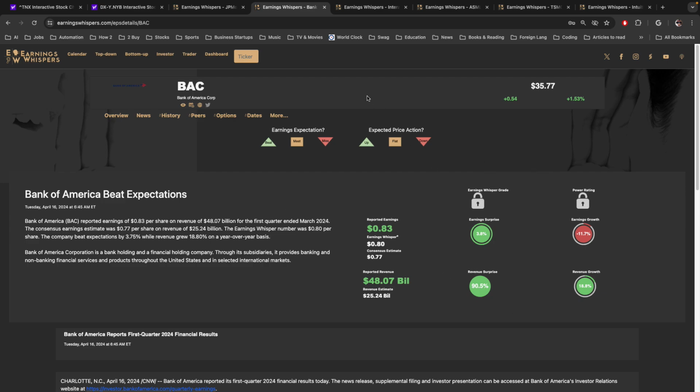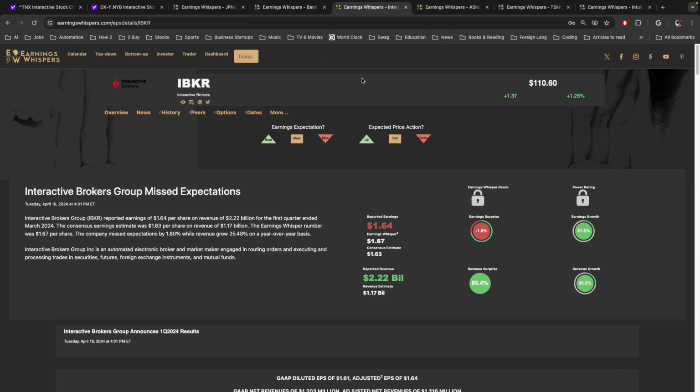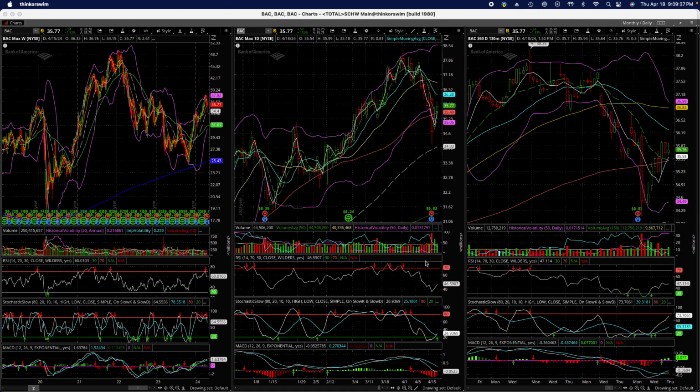Next thing that we're going to take a look at here is going to be Interactive Brokers. They missed the Street's whisper number, but they beat the consensus estimate. They also smashed the revenue estimate, and the stock rallied after this. So you can see here the revenue estimate was 1.17 billion. They did 2.2 billion. So pretty big beat there on revenue.